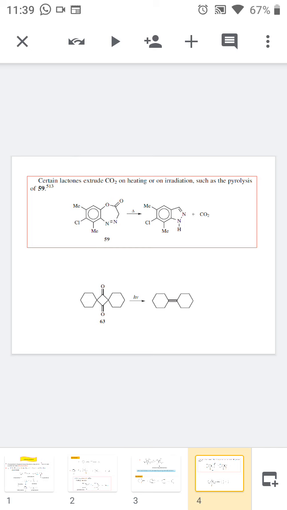So in the last example, see the 63, here also in the presence of light radiation, 2 molecules of carbon monoxide are eliminated and we will get an alkene as the final product. So the extrusion reaction is a type of elimination reaction in which a neutral molecule like nitrogen, carbon monoxide, carbon dioxide, sulfur dioxide, etc. is eliminated, and this extrusion reaction is mainly used for reducing the ring size. Thank you.